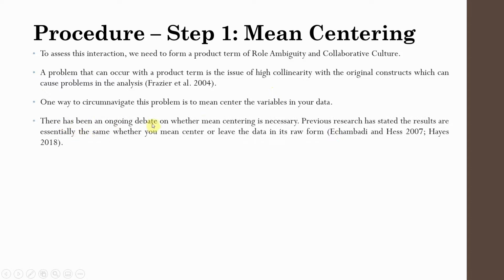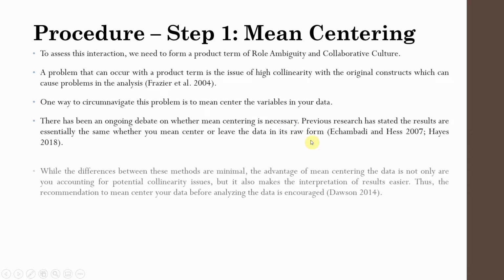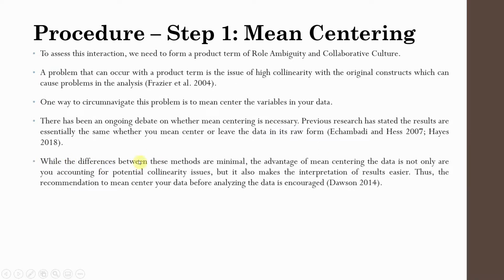Now, there has been a long debate on whether mean centering is necessary or not. Now, previous research has stated that the results are essentially the same whether you mean center or leave the data in its raw form. While the differences between these methods are minimal, the advantage of mean centering the data is not only are you accounting for potential collinearity issues, but it also makes the interpretation of results much easier. Thus, the recommendation to mean center your data before analyzing the data is actually encouraged.